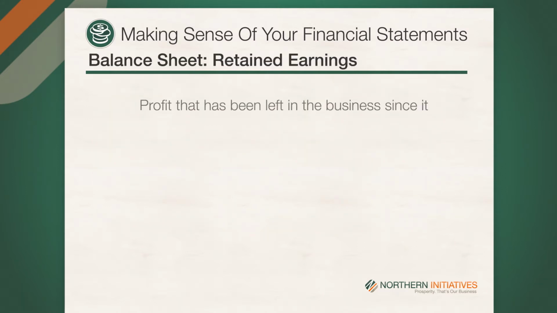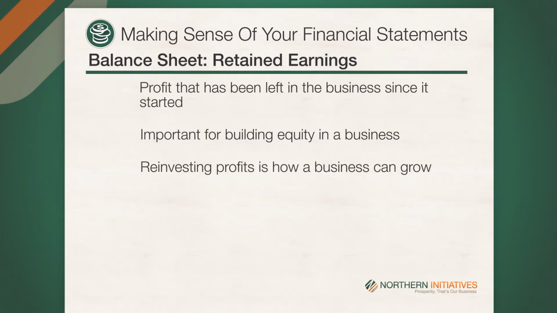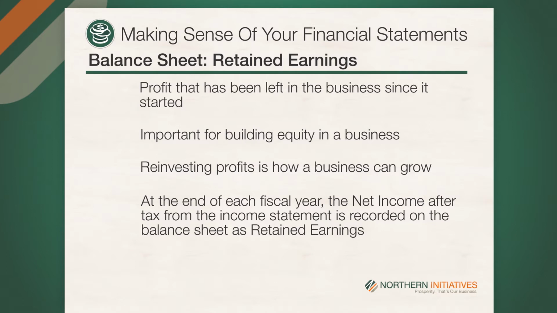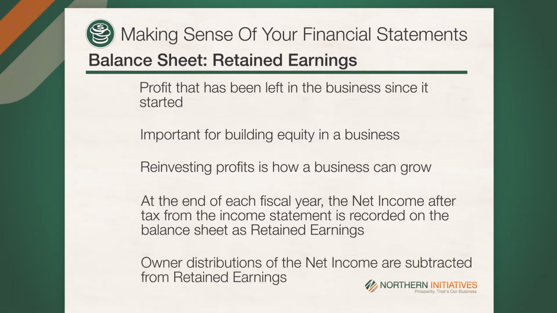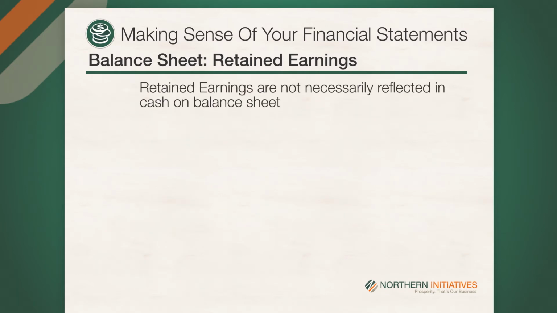Retained earnings is profit that's been left in the business since it started. This line item is important for building equity in a business. Reinvesting profits is how a business can grow. At the end of each fiscal year, the net income after tax from the income statement is recorded on the balance sheet as retained earnings. Owner distributions of the net income are subtracted from retained earnings. Retained earnings are not necessarily reflected in cash on the balance sheet.